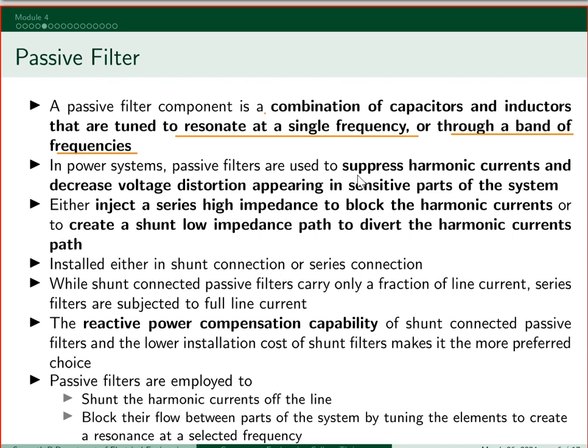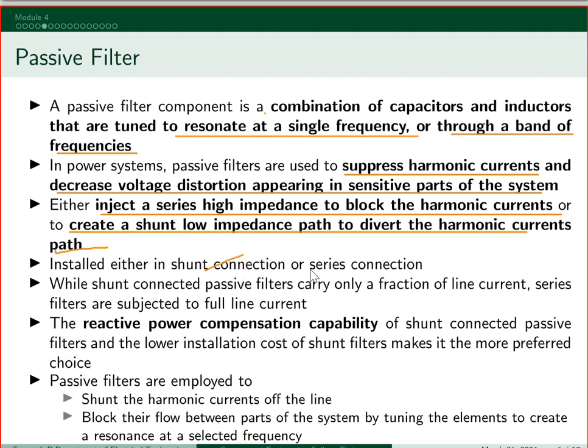Now these passive filters can be used to suppress the harmonic currents and reduce the voltage distortion appearing across the sensitive parts or sensitive equipment. They can either inject high impedance to block the harmonic currents, in the case of a series connected passive filter, and it can also provide a low shunt impedance path to divert the harmonic currents. So this concept will be used in case of parallel connected filters or shunt filters.